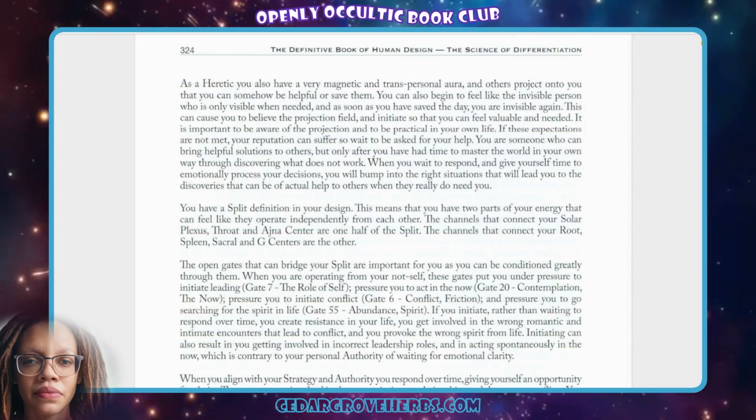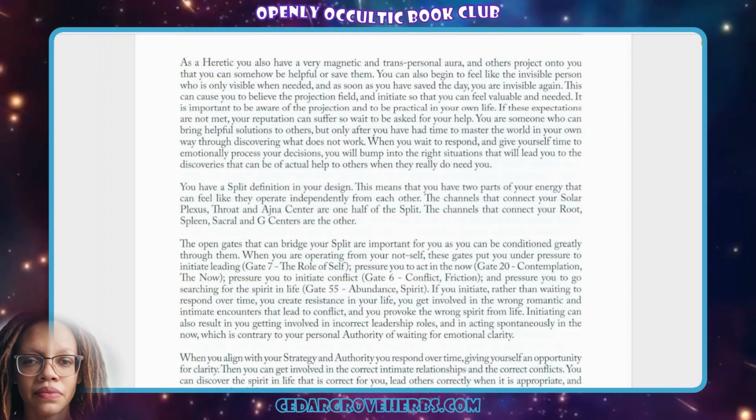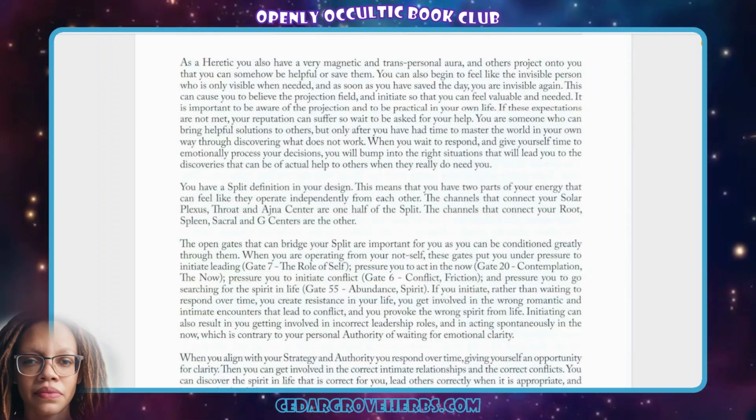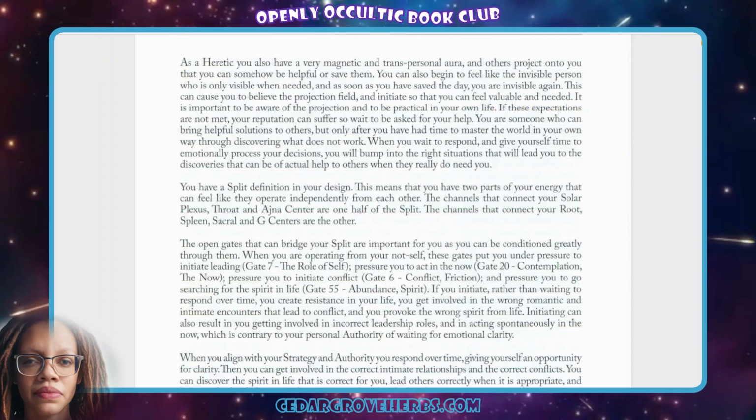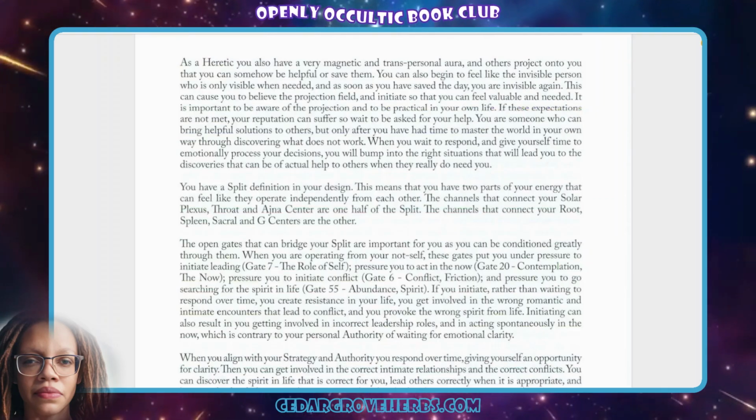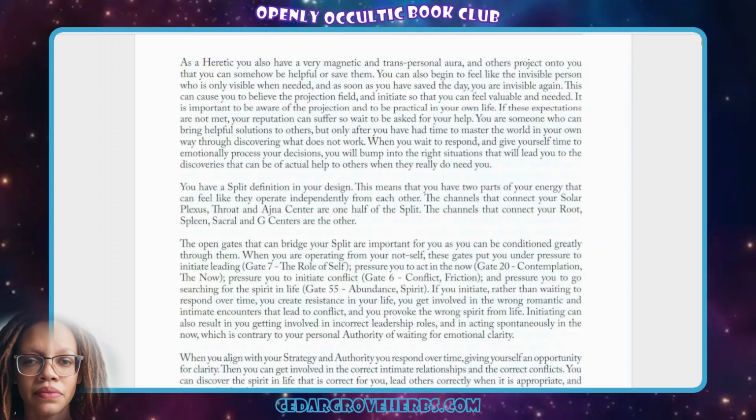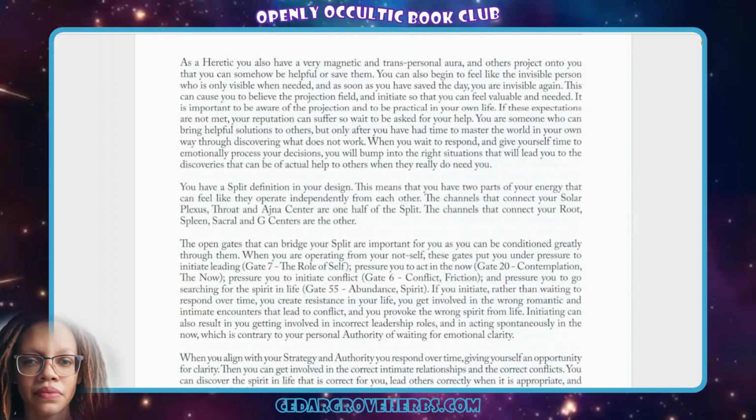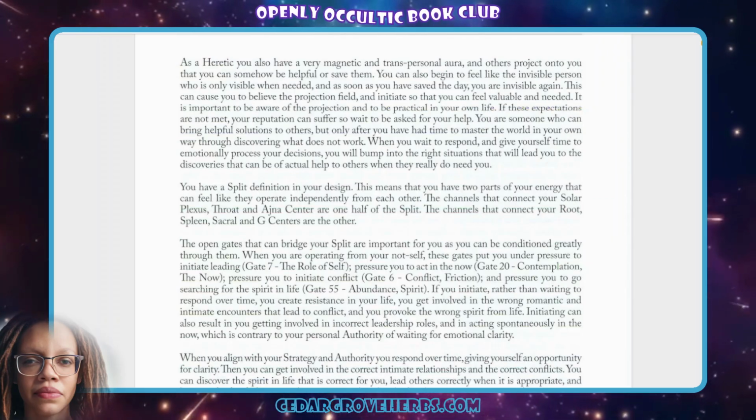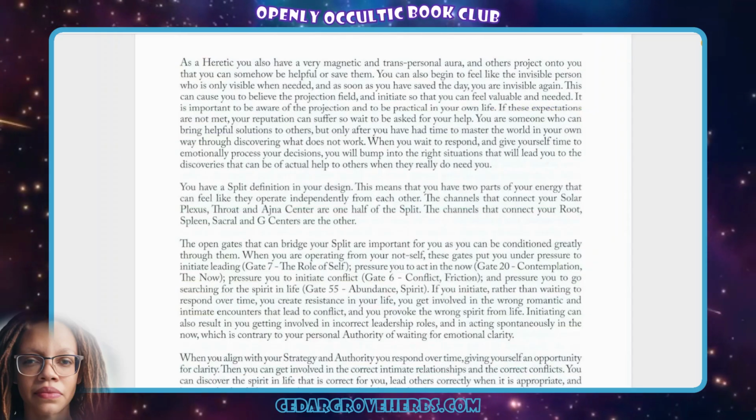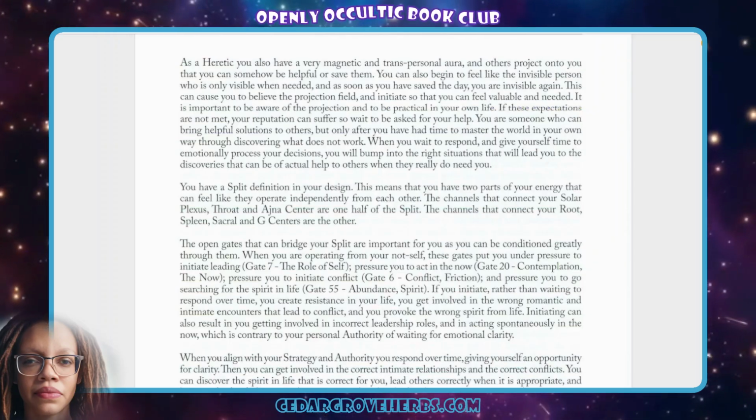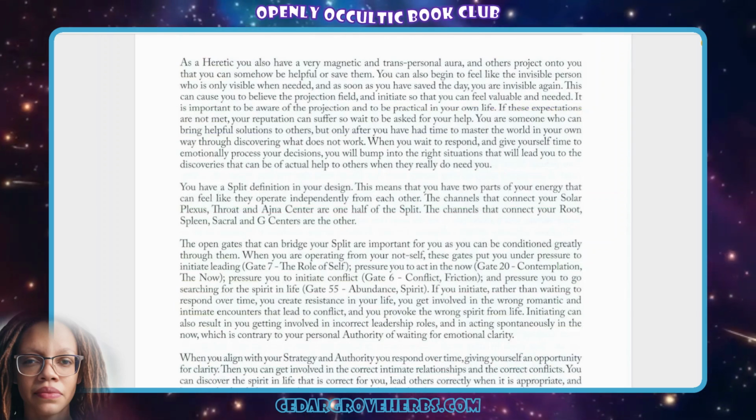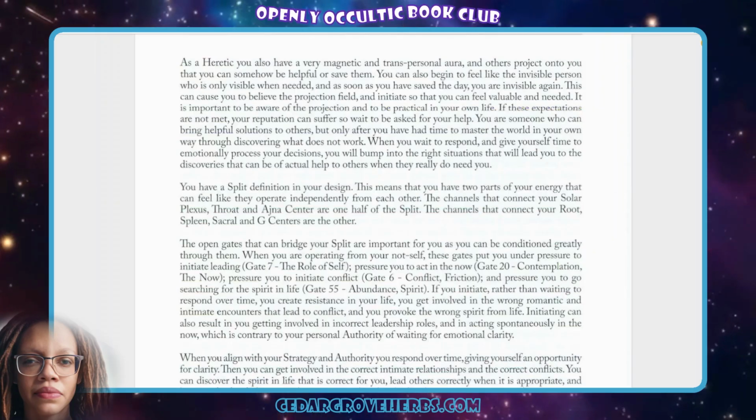The open gates that can bridge your split are important for you as you can be conditioned greatly through them. When you're operating from your not self, these gates put you under pressure to initiate leading, right? Gate 7, the role of self. Pressure you to act in the now, gate 20, contemplation, the now. And pressure you to initiate conflict, gate 6, the gate of conflict or friction. And pressure you to go searching for the spirit in life. Gate 55, abundance in spirit, right?